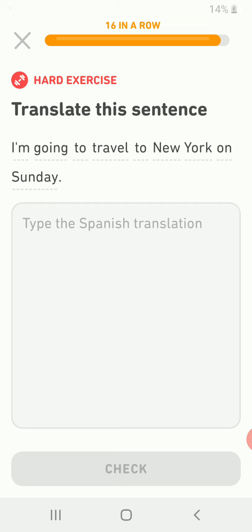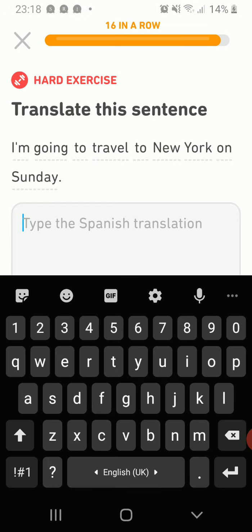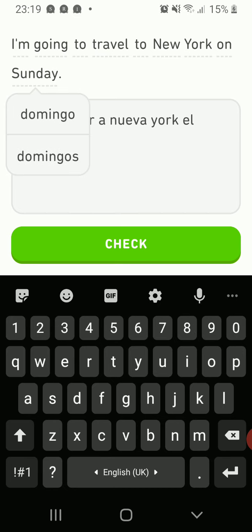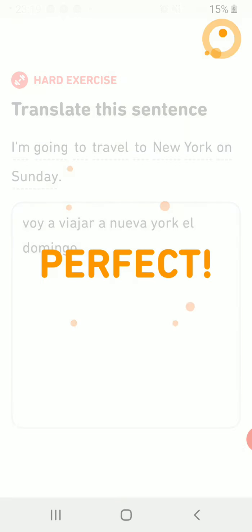All right, and we have the last hard exercise here. Translate this sentence. I'm going to travel to New York on Sunday. So, voy a viajar a Nueva York. This is how we say it. I think York is written just like that. Nueva York. El domingo. Yeah. It should be good. Perfect. Alright, perfecto. And that was the first exercise.